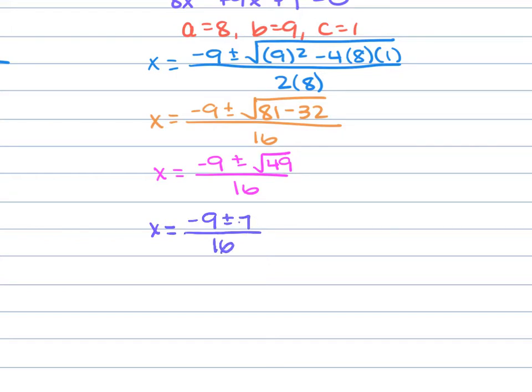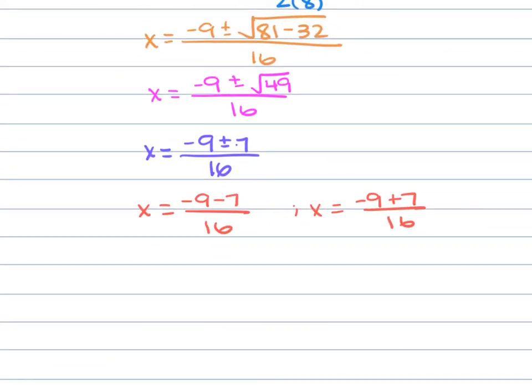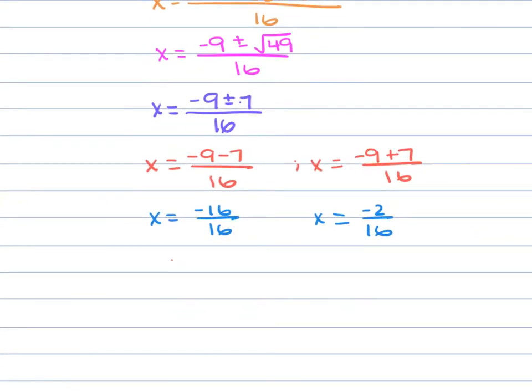So we're going to separate this into two equations. We have x is equal to negative 9 minus 7 over 16, as well as x is equal to negative 9 plus 7 over 16. So we simplify both of these, we get x is equal to negative 16 over 16, and x is equal to negative 2 over 16. So simplifying even further, we have x is equal to negative 1, and x is equal to negative 1/8.